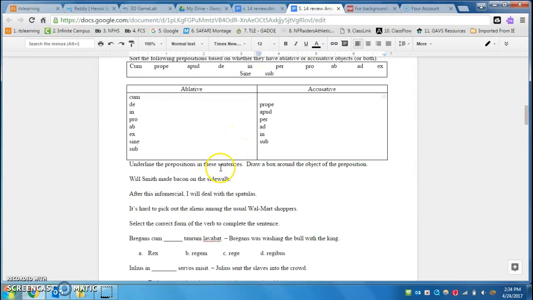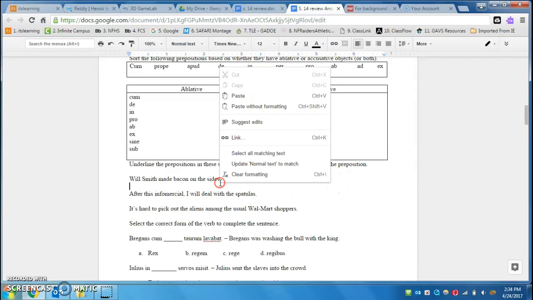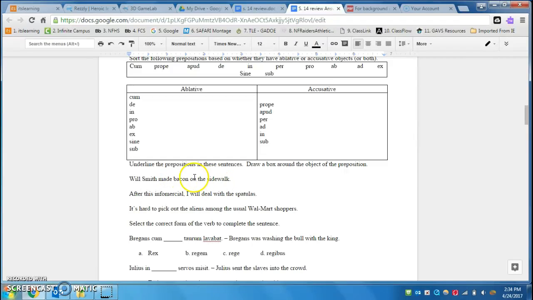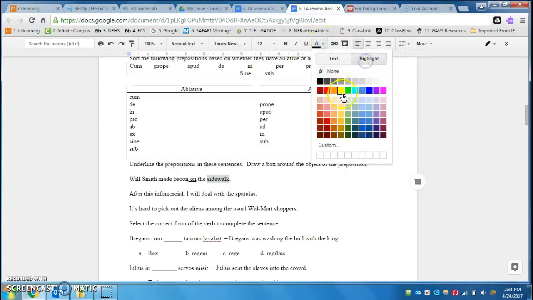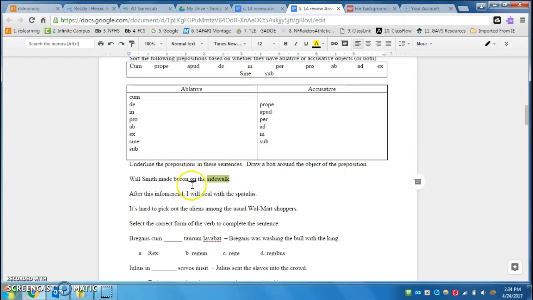All right. It says underline the prepositions in the sentences. Draw a box around the object of the preposition. This is just identifying English prepositions. So, Will Smith made bacon on the sidewalk. All right. Well, on is our preposition, and sidewalk is its object. That's what it's on. I'm not going to draw a box. I'm going to highlight. That just makes more sense on the computer.